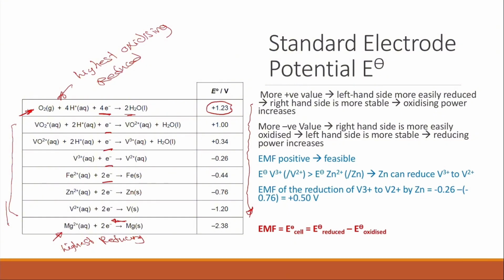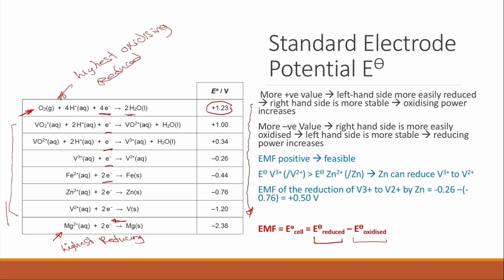And now we will calculate the EMF for any cell. The EMF should always be positive for a reaction to be feasible, for electrons to flow. How to calculate the EMF? We calculate the EMF using this equation: the standard electrode potential for the reduced half cell minus the standard electrode potential for the oxidized half cell. So which one is reduced, which one is oxidized? The one that is reduced is the one with the more positive value. The one which is oxidized is the one with the more negative value.